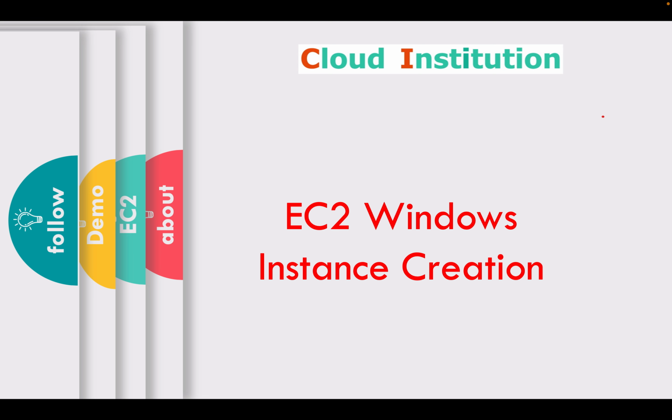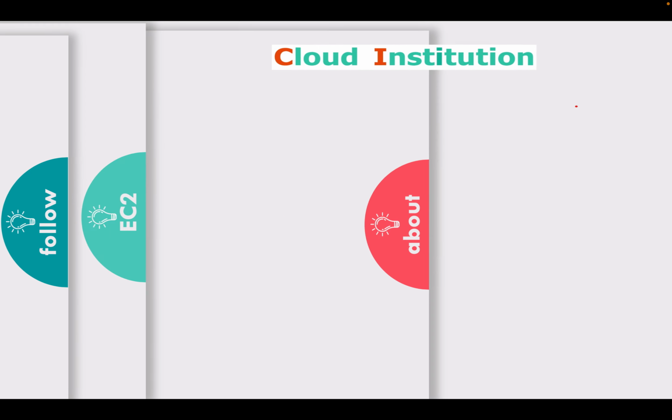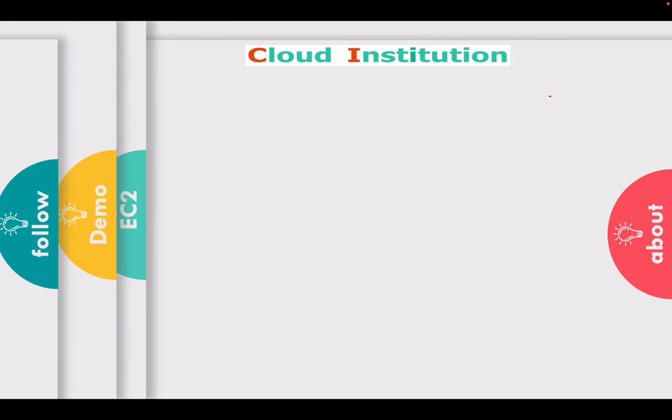So today we are going to see the EC2 Windows instance creation on AWS, right? What we are going to do today is create an EC2 instance and connect to it. Before that, we are just going to see what an EC2 instance is.